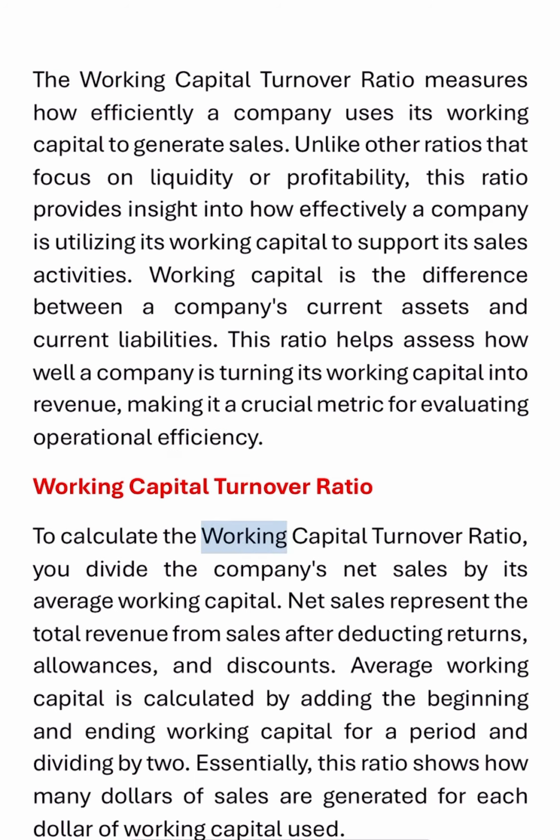To calculate the working capital turnover ratio, you divide the company's net sales by its average working capital. Net sales represent the total revenue from sales after deducting returns, allowances, and discounts. Average working capital is calculated by adding the beginning and ending working capital for a period and dividing by 2. Essentially, this ratio shows how many dollars of sales are generated for each dollar of working capital used.